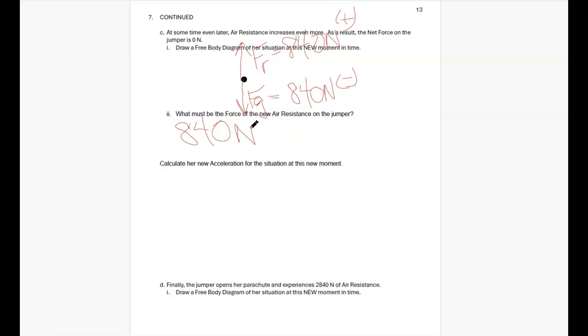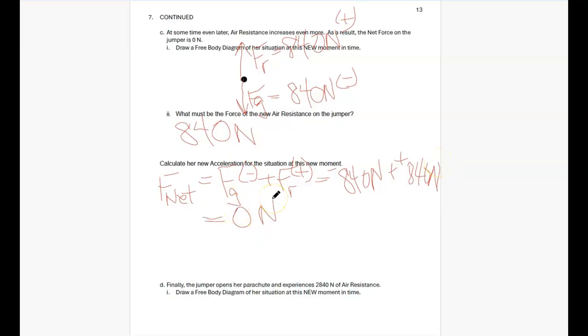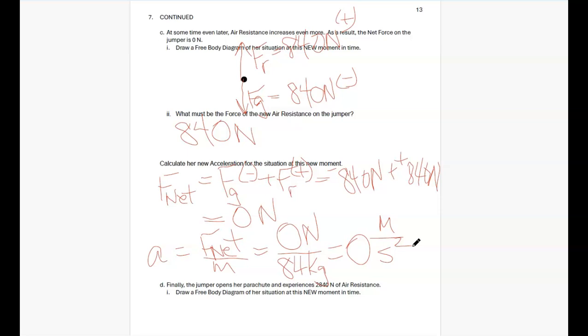And then we're asked to calculate her new acceleration. Well, her net force is going to be her weight force, which is negative, plus her air resistance, which is positive. And what do those equal to? Well, it's negative 840 newtons plus positive 840 newtons, which is 0 newtons. Well, acceleration is equal to net force over mass, and it doesn't matter what her mass is. She has 0 net force over top of her 84 kilograms, so she's going to have an acceleration of 0 meters per second squared. Or once you knew that there was no net force, you immediately know there's no net acceleration, and you could just write the 0 at that point.